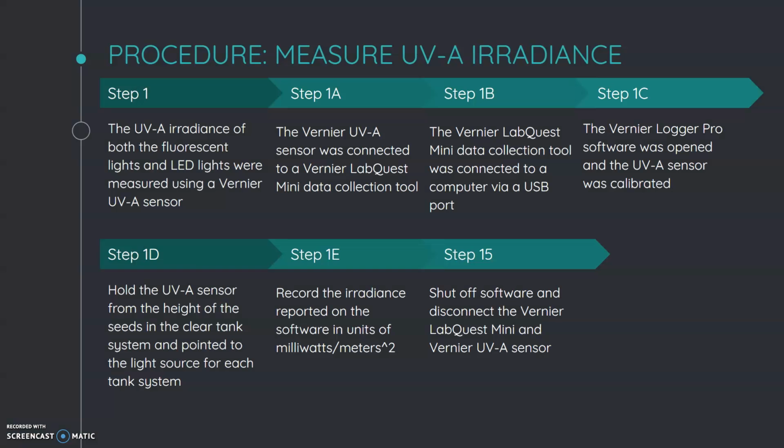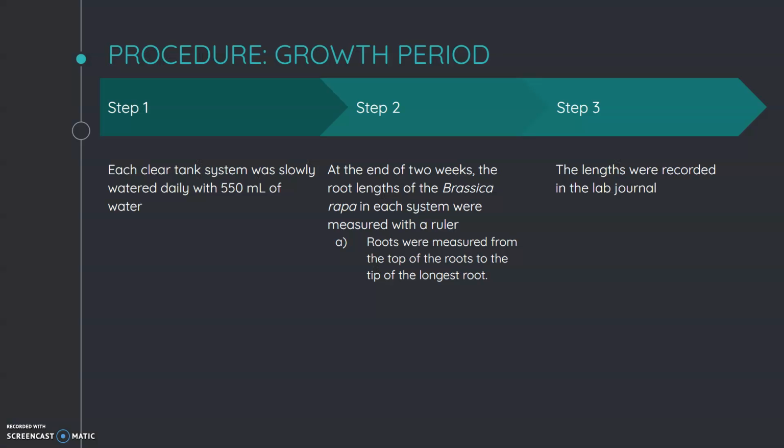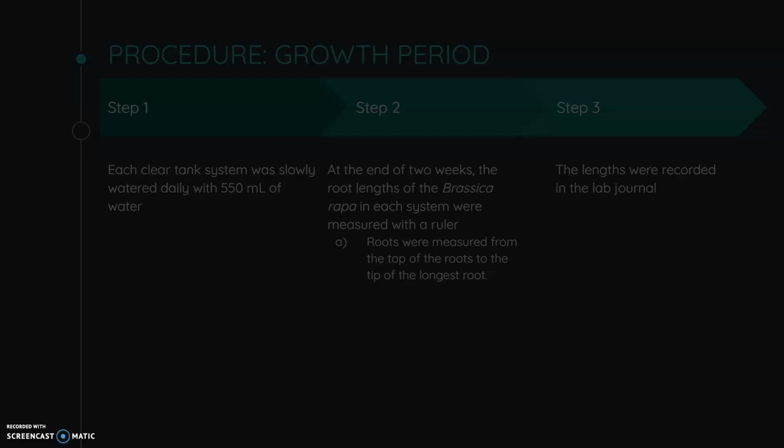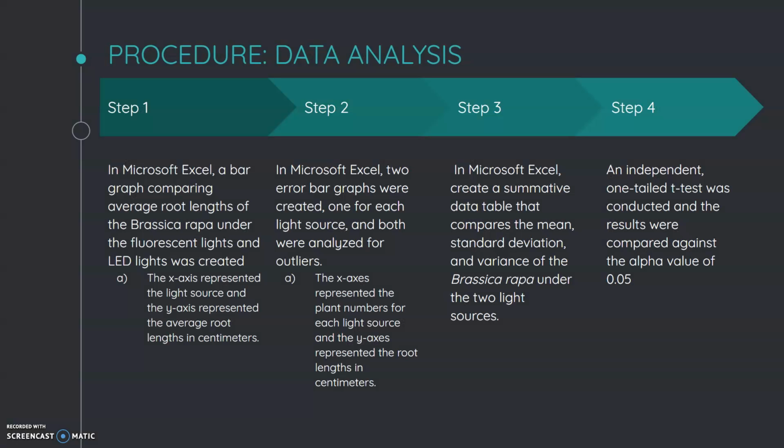Following that, I measured UVA irradiance using a Vernier UVA sensor, which I later will have a table showing the values. During the growth period, I watered them each day with 500 milliliters of water. The growing period was only 2 weeks, and I measured the root lengths afterward. In data analysis, I created 2 error bar graphs, 1 for each tank system, and I also created a graph comparing the mean, or the average, length of the roots between the 2. And I conducted an independent one-tailed t-test against an alpha value of 0.05.